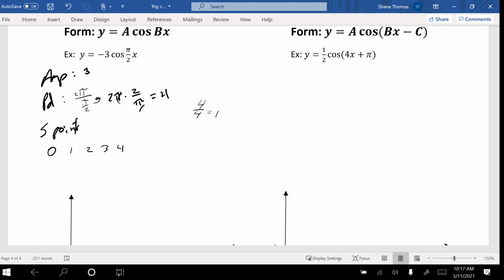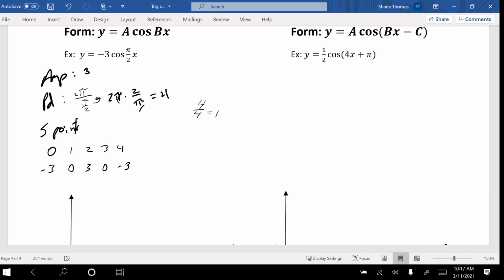Now, is this a positive or negative cosine? It's negative out front, right? Because it's negative, I'm going to start at the minimum value. Positive, I start at the max. Negative, I start at the minimum. So I'll start at the minimum. What's my amplitude again? It's 3, right? So my minimum point would be -3. Back to 0, max. Back to 0, min. There's my 5 critical points that I'm going to graph.